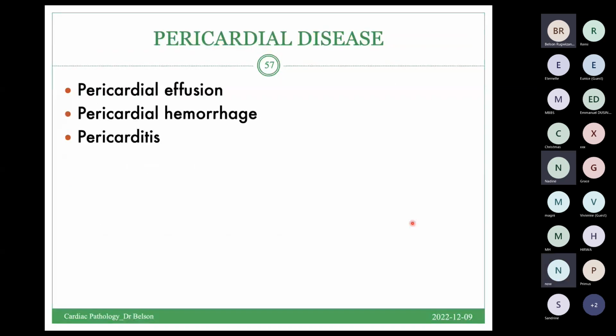So for myocardium, ntabwo ikunda gufatwa n'indwara nyinshi uretse ziriya za ischemia, and there are tumors bita rhabdomyoma, which is very rare, niyo bita myxoma, so zikunda kugaragara ku bana, ariko they are rare tumors of the heart. There are not many. Personally, I have not seen any case of a heart tumor.